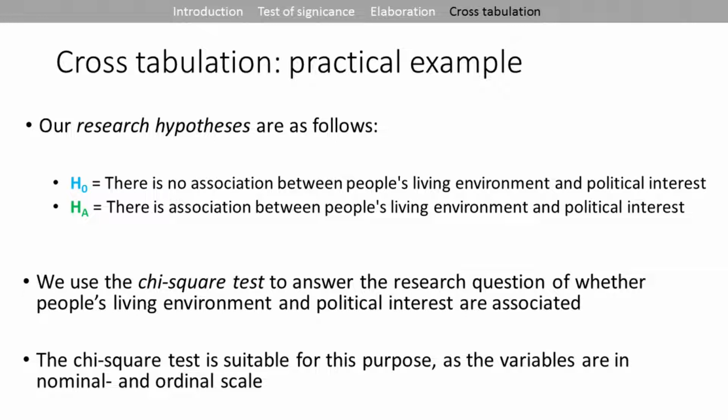And to determine if we can abandon the null hypothesis, we have to use the chi-square test to answer the research question of whether people's living environment and political interest are in fact associated with each other. And the chi-square test is suitable for this purpose as the variables are in nominal and ordinal scale.